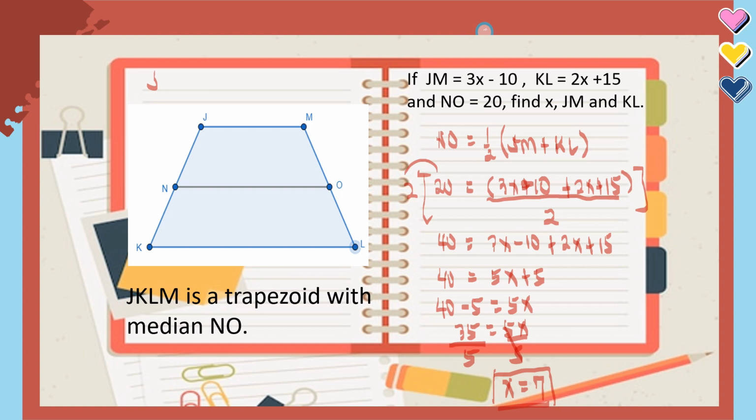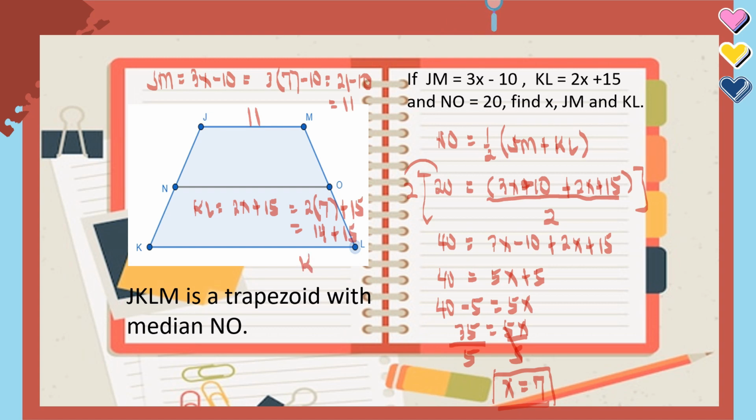And JM, that is 3x minus 10. So we just substitute the derived value of x, that is 7. So 3 times 7 minus 10, that is 21 minus 10, that is 11. So JM is 11, while KL is 2x plus 15. Again, we substitute the value of x, which is 7. 2 times 7 plus 15. 2 times 7 is 14 plus 15. So therefore, KL is equal to 14 plus 15, which is 29.